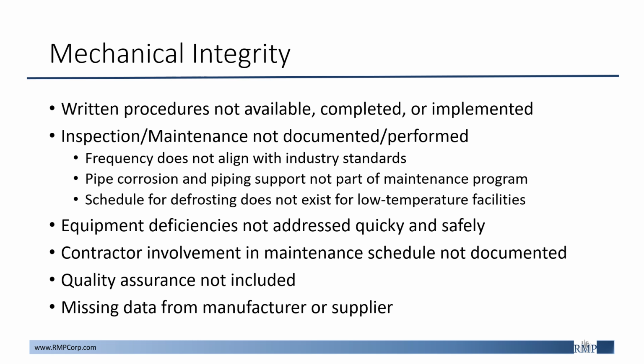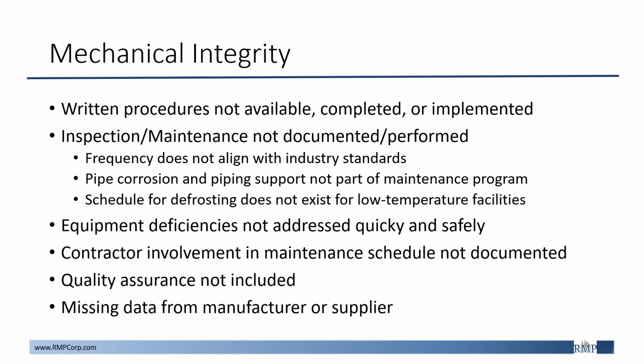Some deficiencies to note with the mechanical integrity program are that the written procedures for tasks are not available, completed, or even implemented. The maintenance activities are also not properly documented, and this can lead to issues associated with the frequency of maintenance not really aligning with industry standards. There is the improper development of the maintenance program, which can lead to key maintenance practices being overlooked or in general not looked at. This can include pipe corrosion, issues with piping supports, and even, for some facilities in lower temperature areas, the issue of defrosting not being looked at.